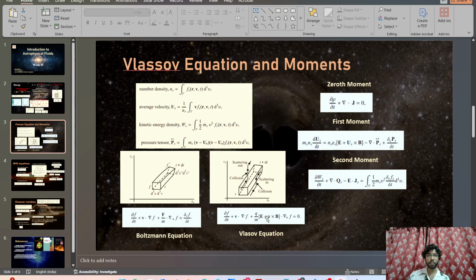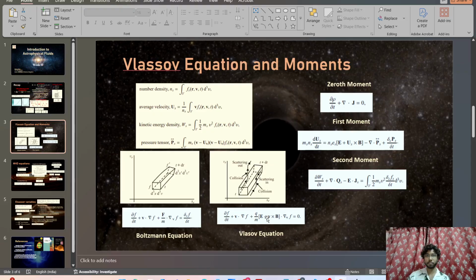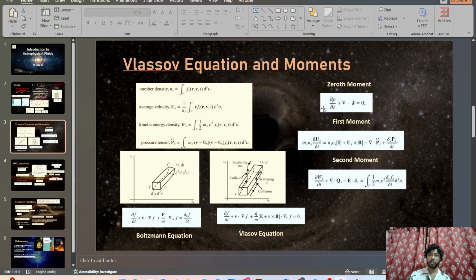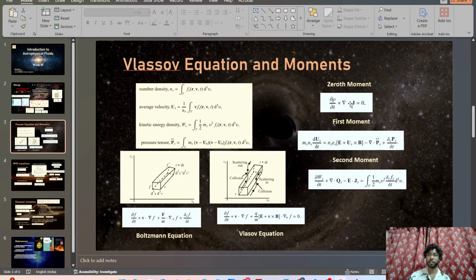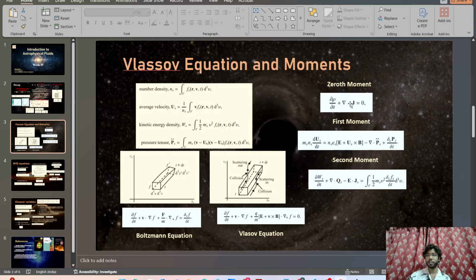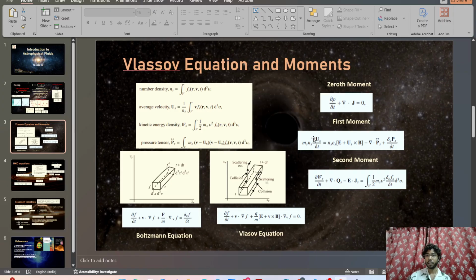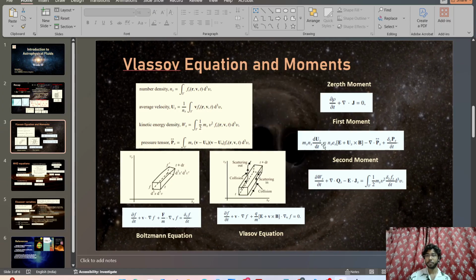Now we will talk about obtaining the fluid equations from this Vlasov equation. If you take the zeroth moment, you get this equation, which is the continuity equation in this case. Remember, you can see that we have a new term, which is del dot J, the current. So del rho by del t plus del dot J equals 0. And similarly, this is the first moment.